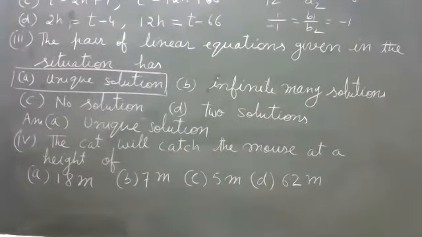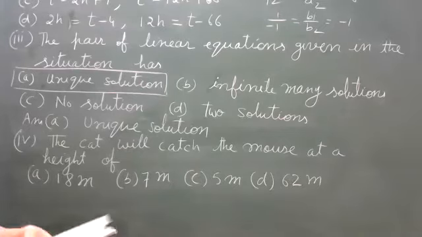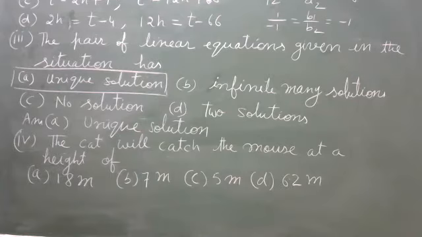But in the statement it is not given that height is in meter. So there you can make correction. You can write height is in meter. So cat will catch the mouse at a height of... You have to find that height.